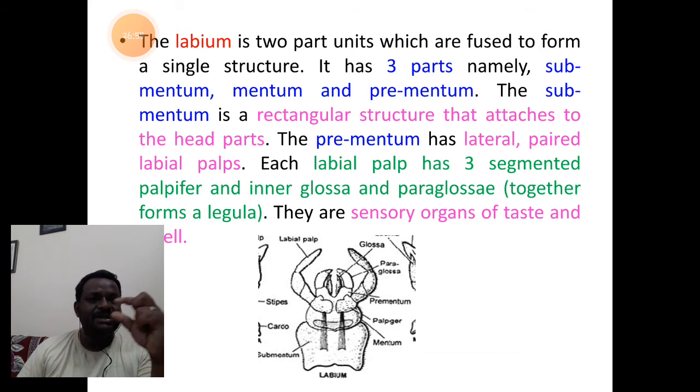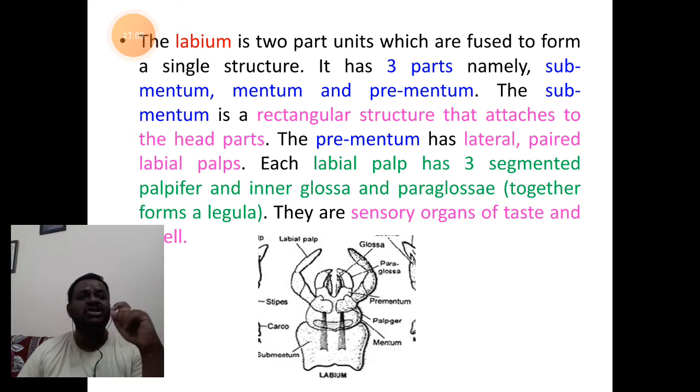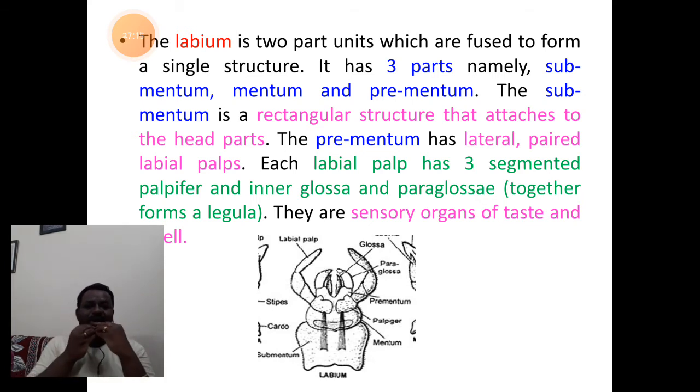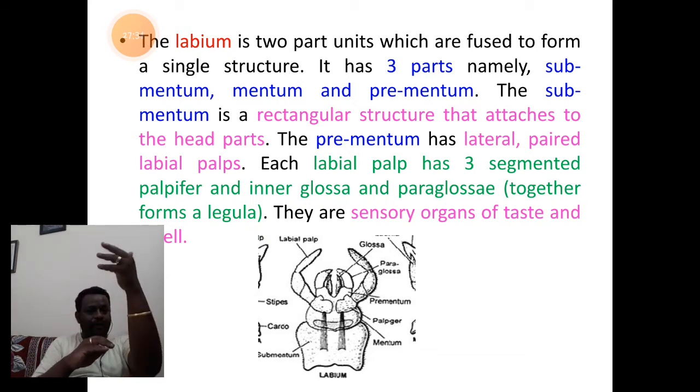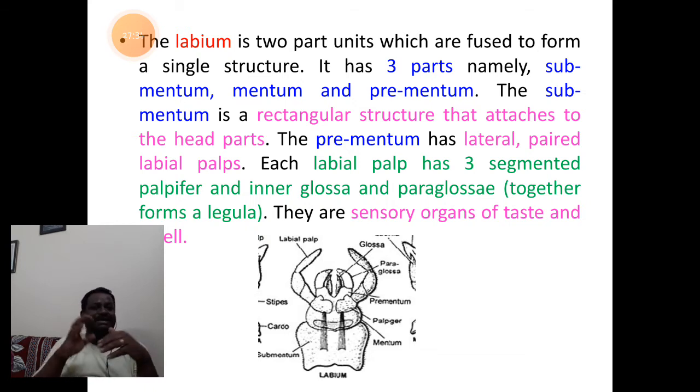The mentum is also a rectangular extended part. Then comes the structure of prementum. So prementum is very special in the case of the cockroach. I repeat, the structure of labium, the lower lip: the part which is attached to the body, we call it the submentum. Then comes mentum. And the upper free region of the labium is called prementum.